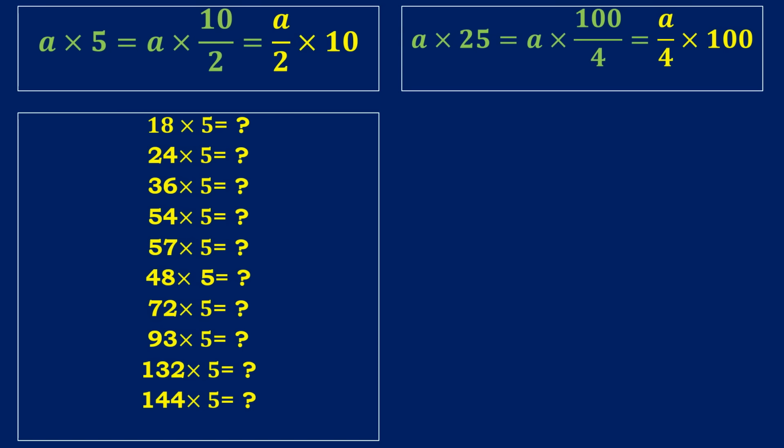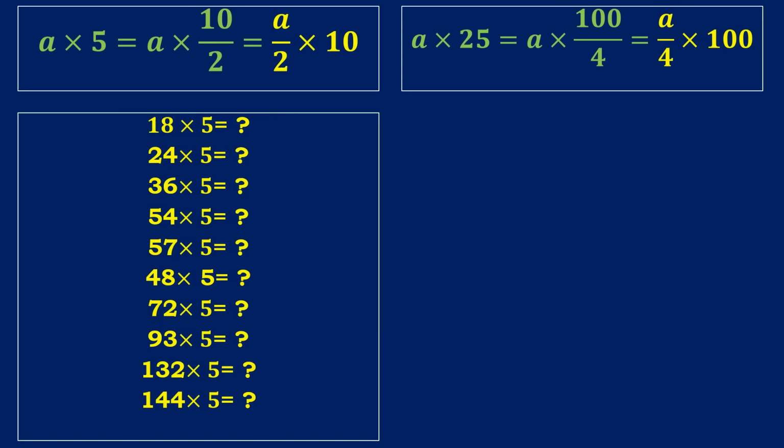Similarly, 36 into 5 is 180. 54 into 5 is 270. 57 into 5 is 285. 48 into 5 is 240. 72 into 5 is 360. 93 into 5 is 465. 132 into 5 is 610.